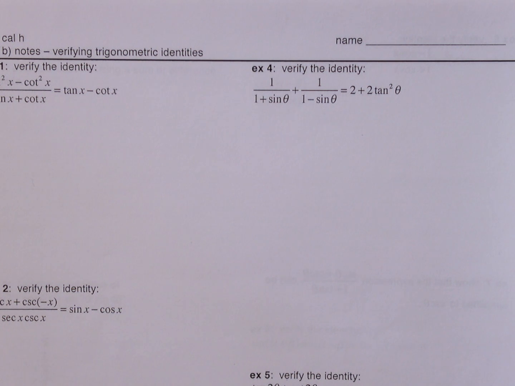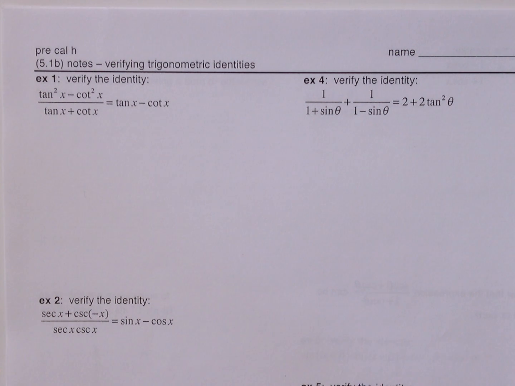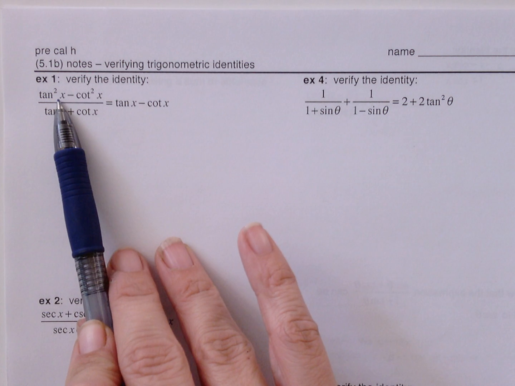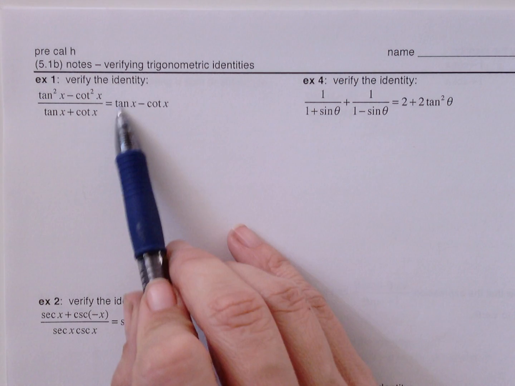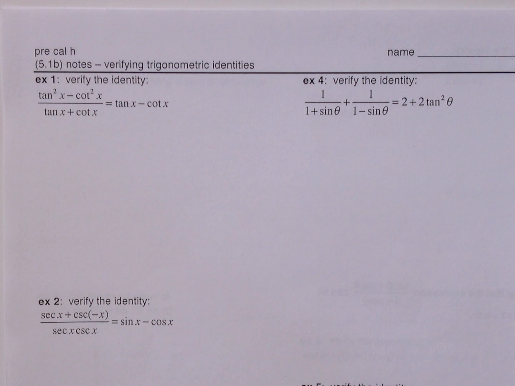So let's go ahead and take a look at example 1. It says verify the trig identity. What you can see over here is that the numerator is squared. Remember, we talked about having to look and see where you're going. Over here it's not squared, so that's going to clue me in to maybe approach this a little differently.